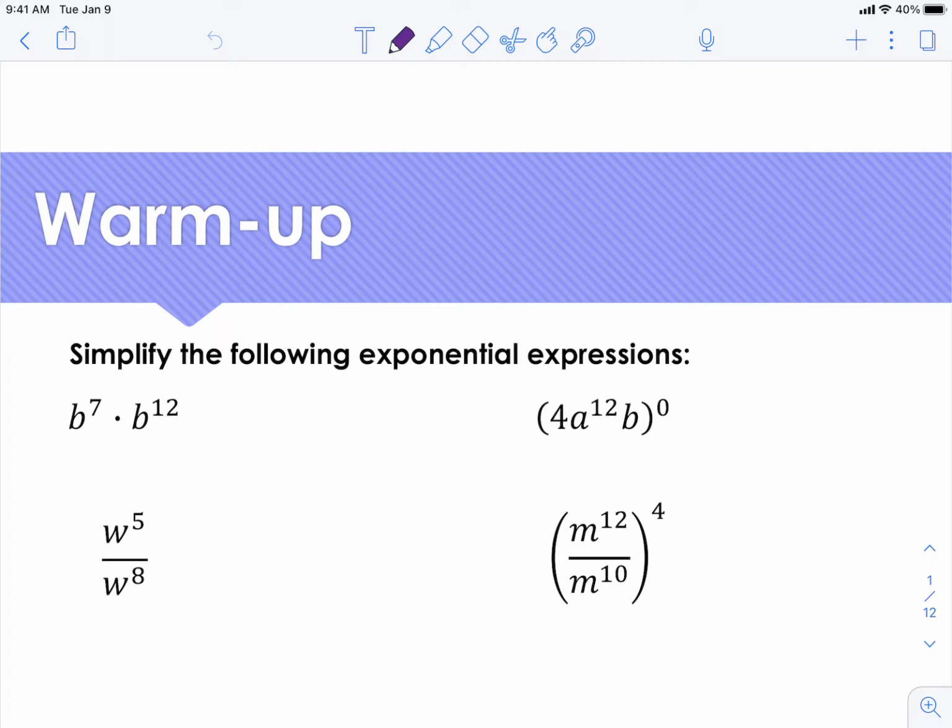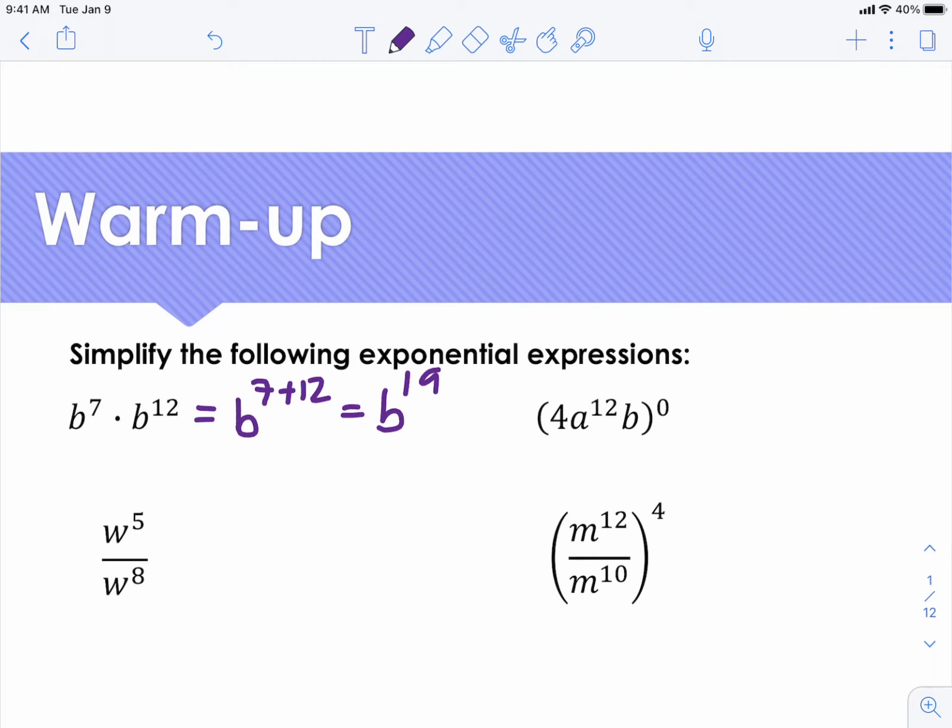First one, b to the 7th times b to the 12th. Well, in that case, we are going to add 7 plus 12 for the exponent, and we get b to the 19th. All right, let's go down to the next one.